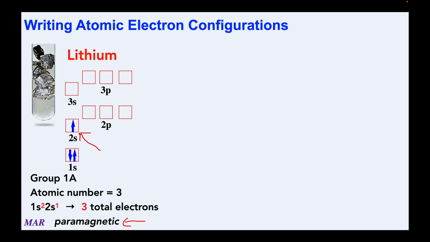But you could also write 1s², 2s¹, and that would be great. And make sure you put the 1 there, the superscript. Don't write just 1s², 2s. That would be ambiguous as to the number of electrons. It's always 1s², 2s¹.